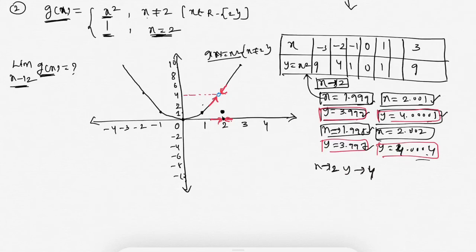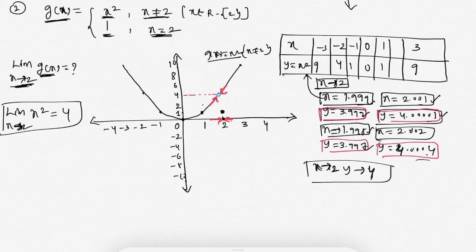So finally, as x is approaching 2, y is approaching 4. So here we can do this problem. Limit x tends to 2. As x is tending to 2, what is g of x? Tending to 2 means it can be any value other than x equal to 2, which means for x not equal to 2 the function is x square. So if we substitute the value 2 now, you will get here 4.